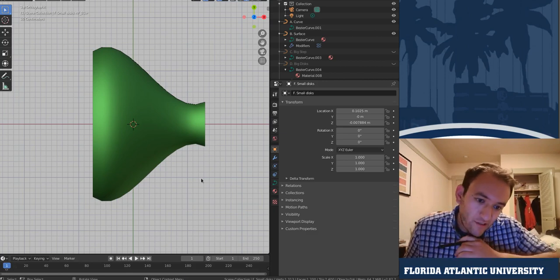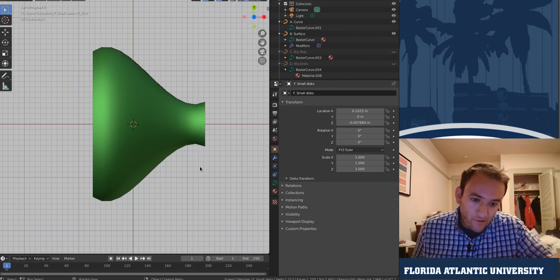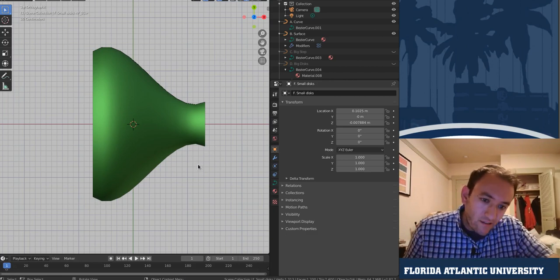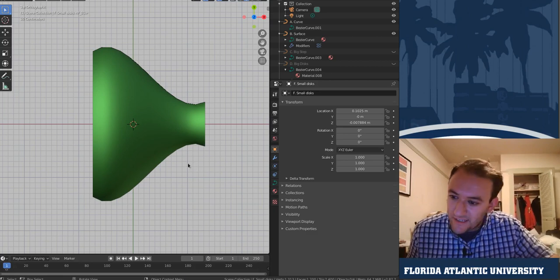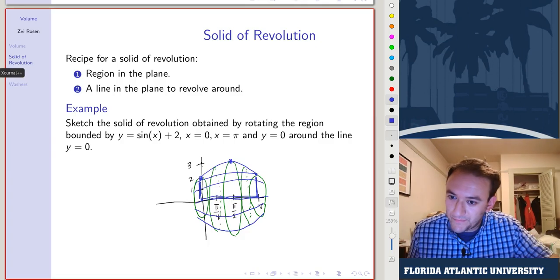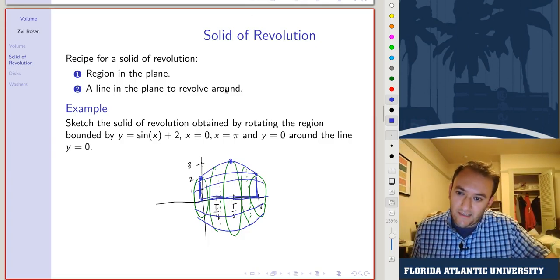And if you're interested in visualizations like this, you can just Google "visualization solids of revolution," and you should be able to find a lot of really interesting visualizations. Okay, but let's move along in these slides.